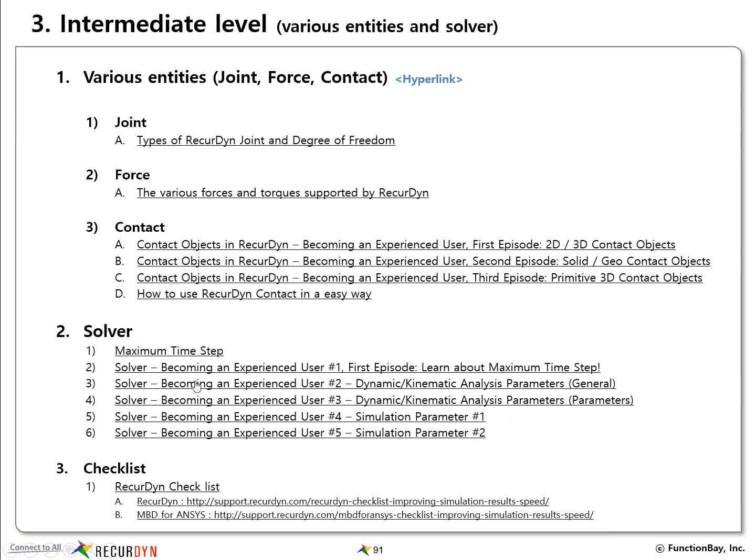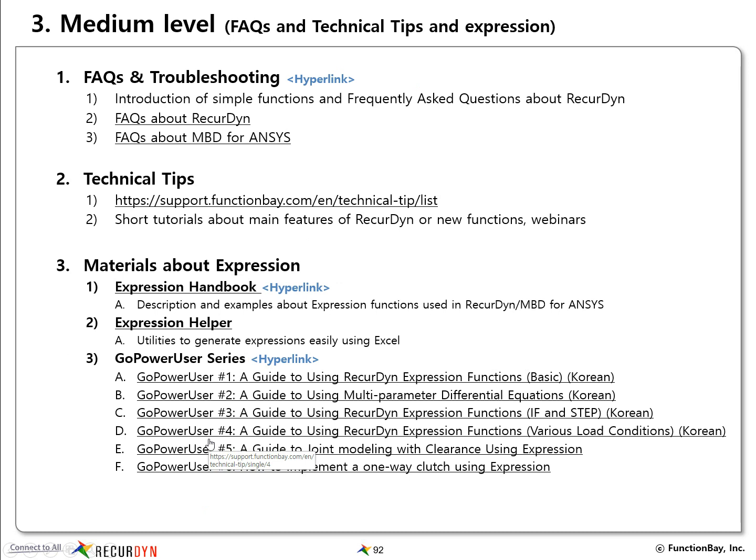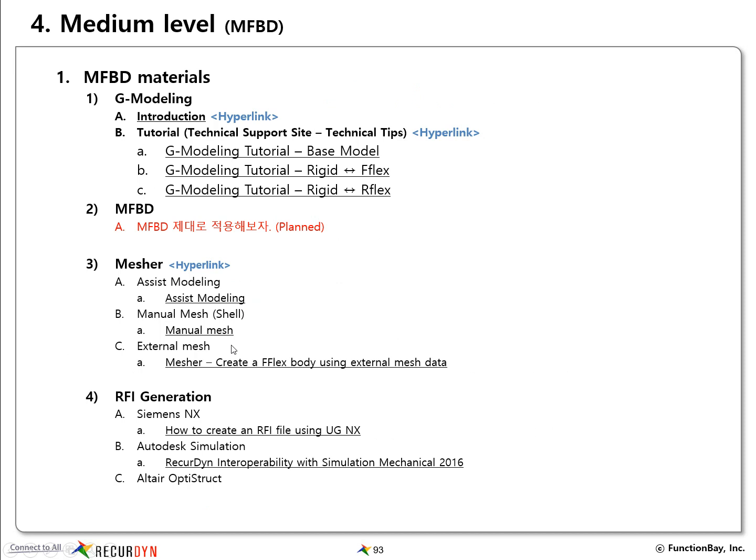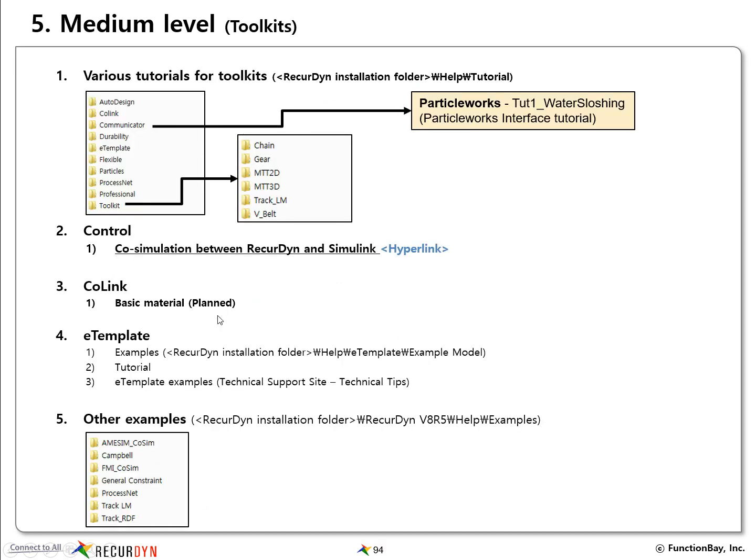For intermediate level, I want to recommend the introduction of each entity or lectures about contact. Articles about solver and checklists will be helpful for you. And there are many FAQs and troubleshootings, technical tips, and lectures about expressions. Also, there are many lectures about MFBD, especially please do the tutorials about G modeling or Meshir. In the RecurDyn installation folder, you can find many tutorials and examples. They will be helpful for you too.